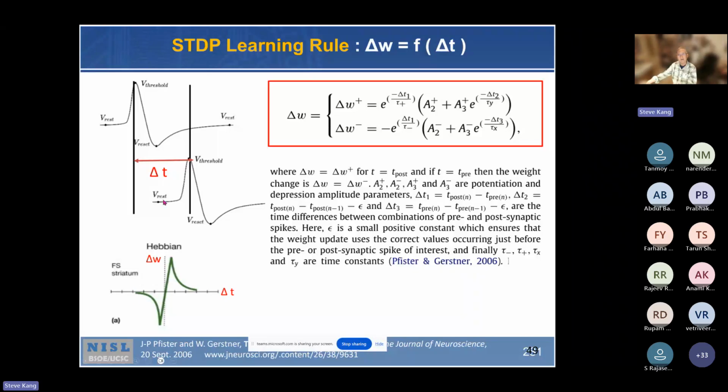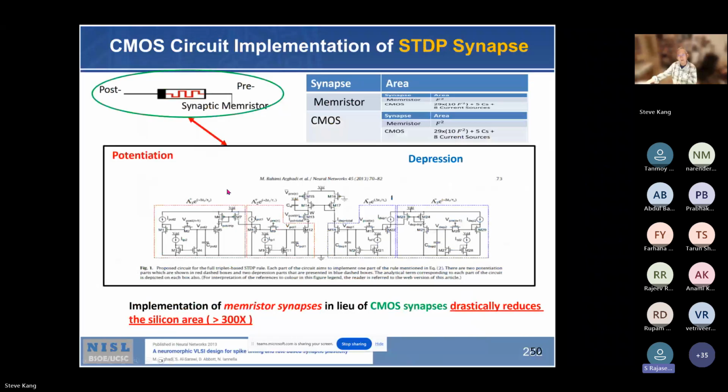According to Hebbian learning, it can be very complex. It's delta W, the weight change. When delta t is positive, you have some exponential function multiplied by a constant plus some other exponential function. If it's negative, a negative exponential function, and then this term. So it can be very complex. So people have tried to realize such a weight change.